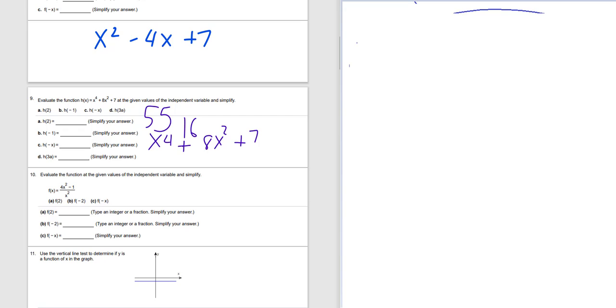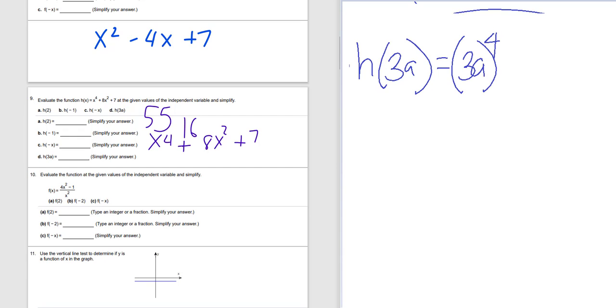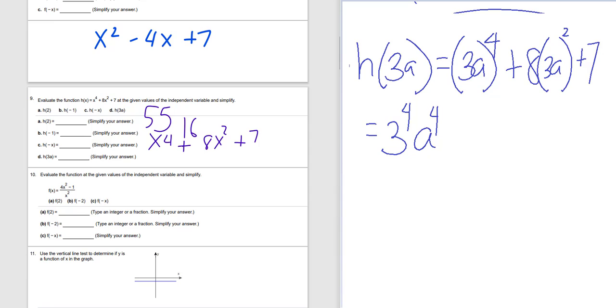And now, finally, h of 3a. That means instead of the x, we're going to put a 3a in parentheses. So that's 3a to the 4th plus 8 times 3a squared plus 7. Now, this is not the FOIL rule. The FOIL rule you use when you have a sum or difference in your parentheses. The rule for this just says 3 gets raised to the 4th and a gets raised to the 4th. Never ever do that if you have an addition or subtraction. But for a multiplication problem, that's all we have to do. This is going to be 3 to the 2nd, a to the 2nd, plus 7.